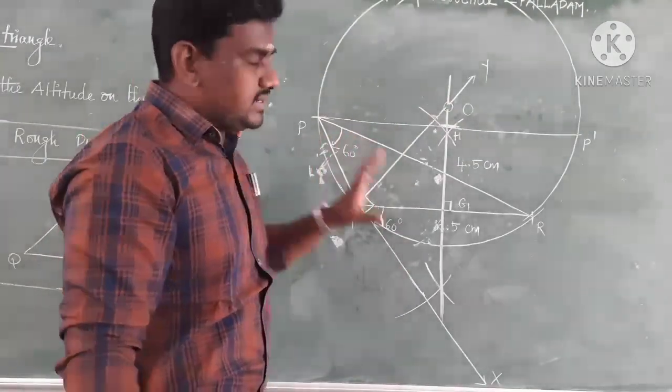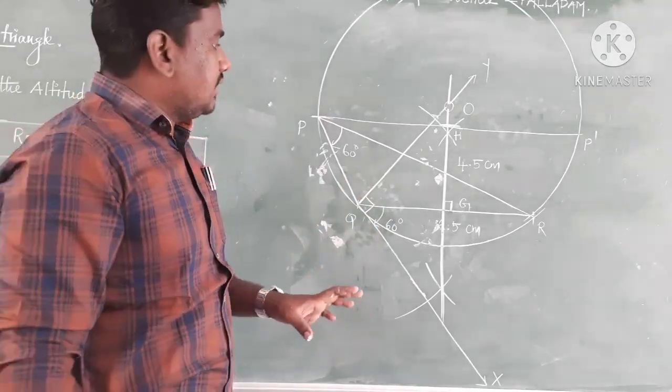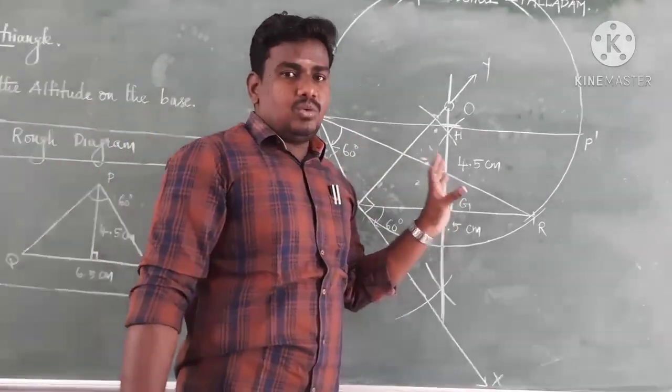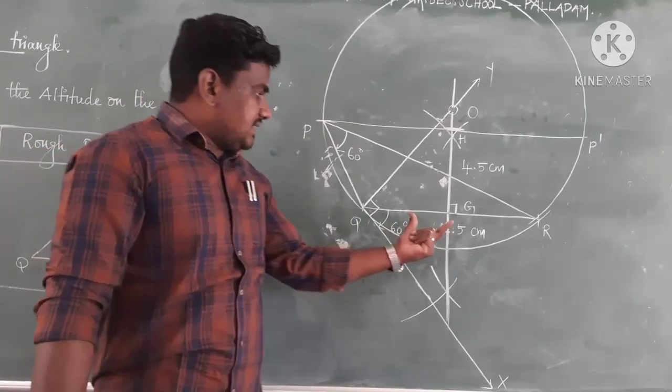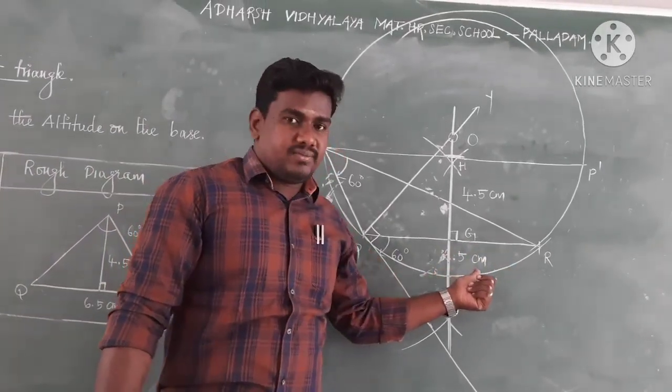Here also the construction is given in the textbook. You can refer to the textbook for writing the construction work. Okay. So once again I will explain how to draw. Listen carefully. First I have drawn line segment QR. That is equal to 6.5 centimeter.